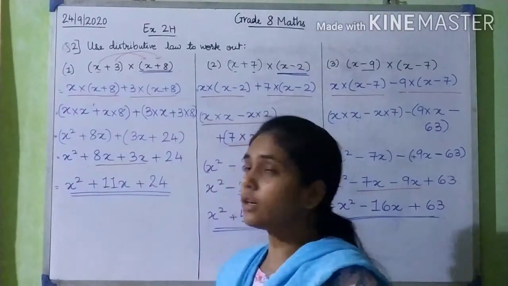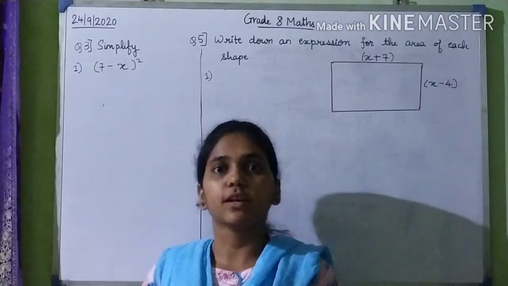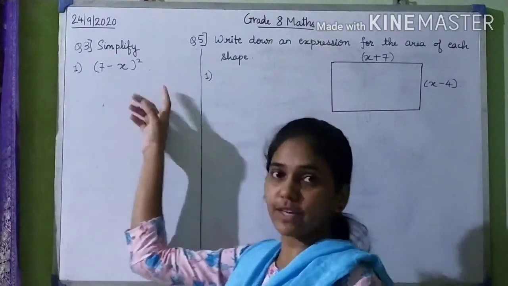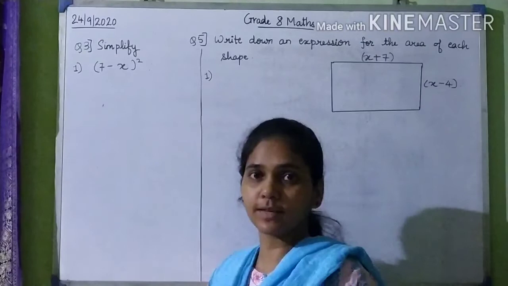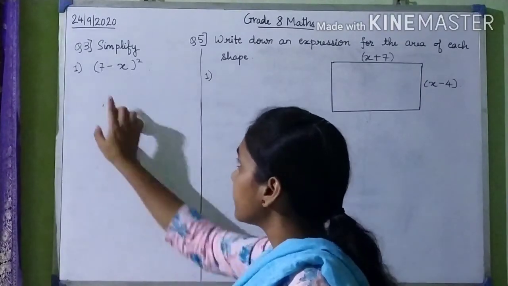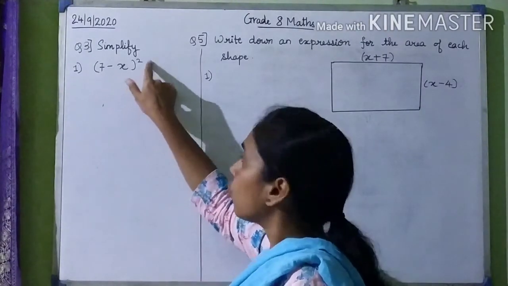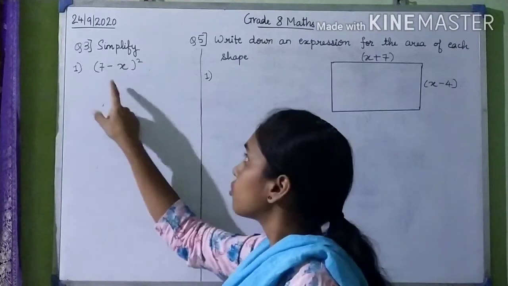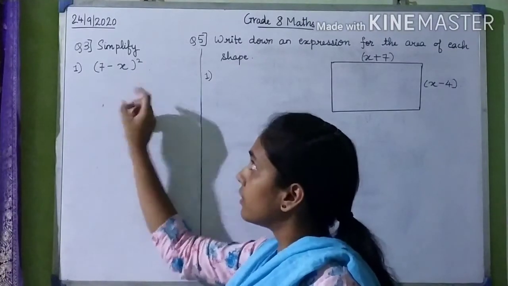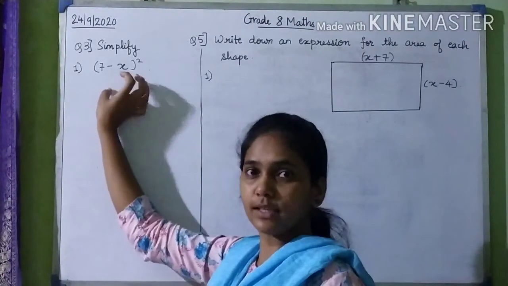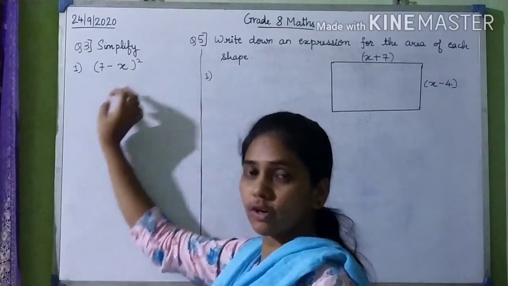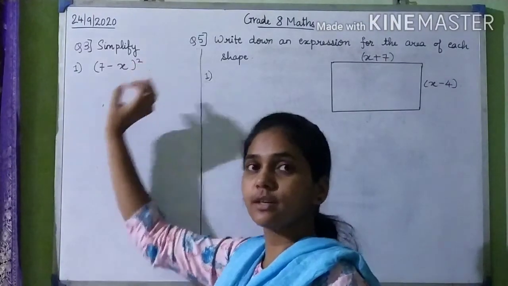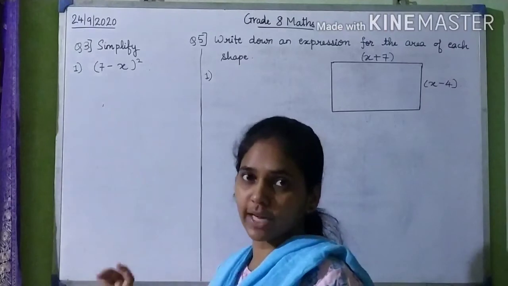Now we will go to the third question. Okay? Now the third question is simplify. So we have to simplify this given expression. So here it is given that 7 minus x the whole square. Okay. So if we consider this as one single number, if it is raised to 2, anything which is raised to 2 means what? It is multiplied to itself 2 times, right?